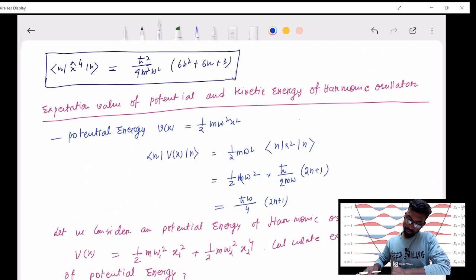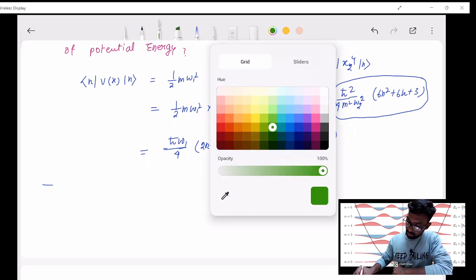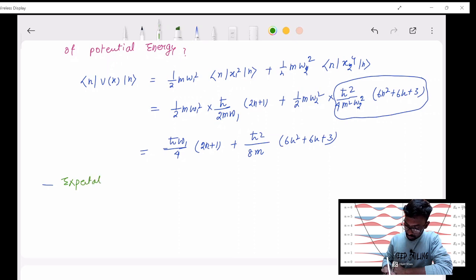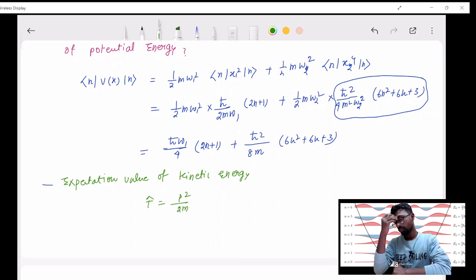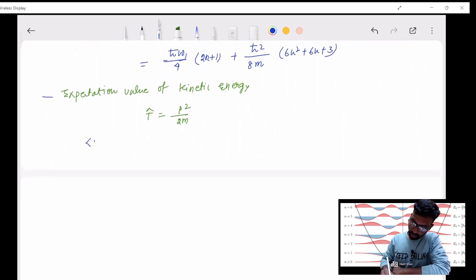In a similar way, the expectation value of kinetic energy. We know kinetic energy is equal to p square upon 2m. So if I try to calculate the expectation value of the kinetic energy operator for the nth state, it is very easy, right? 1 upon 2m <n|p square|n>, which equals 1 upon 2m times m ħ omega upon 2 (2n plus 1).